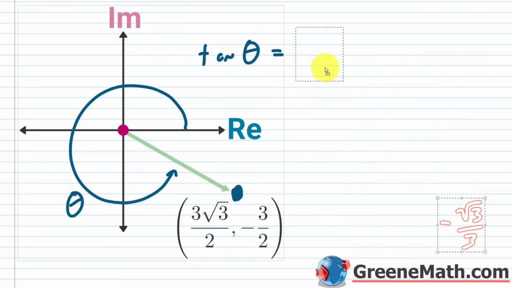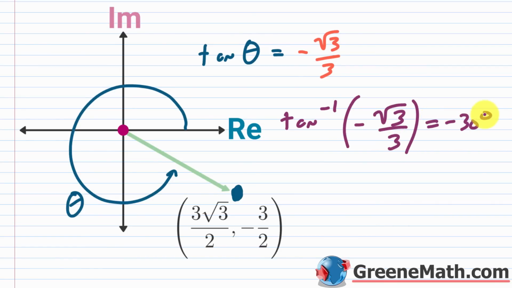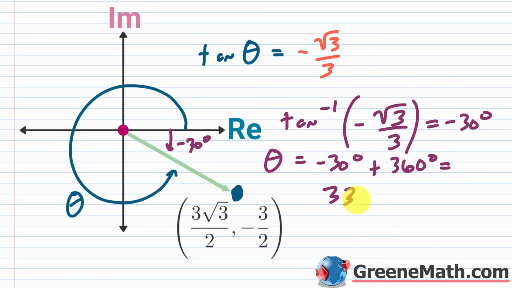So if I go inverse tangent of negative square root of 3 over 3, I get negative 30 degrees, or negative pi over 6 if you're working with radians. That gives this angle rotating clockwise, negative 30 degrees. It has the same terminal side, but I want to add 360 degrees to get the coterminal angle. So negative 30 degrees plus 360 degrees gives 330 degrees. That would be the correct angle for theta here, swinging around 330 degrees.